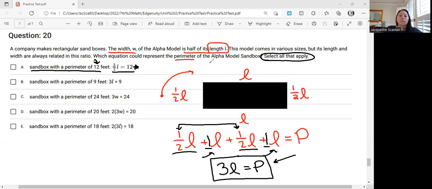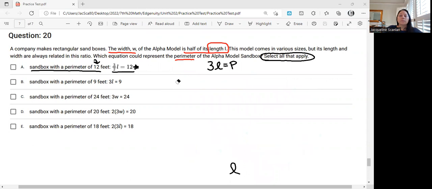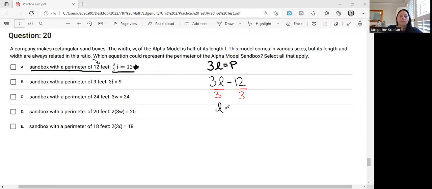Okay, so I'm going to clean everything up a little bit. Now that we've got our formula of 3L equals P, that's our target. I'm going to erase everything else. Okay, and I am going to now use letter A and see if it is a correct answer. So if letter A is true, the perimeter would be 12. So instead of 3L equals P, I'm going to write 3L equals 12. I'm going to divide both sides by 3. And I will find out that the length is 4.